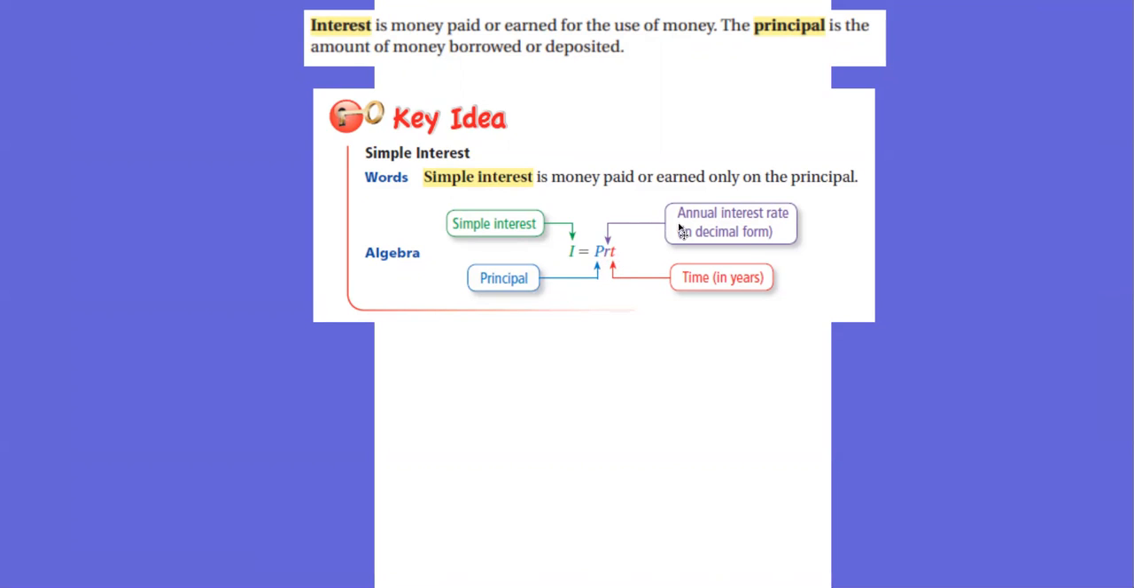Your R value is your interest rate, and whenever you use this formula, you're going to want to put it in decimal form. So if it's 7%, for example, you're going to put in 0.07. If it's 13%, you're going to put 0.13. And your time is always going to be in years. And if you just multiply this principal times this rate times this time, you will get your simple interest.